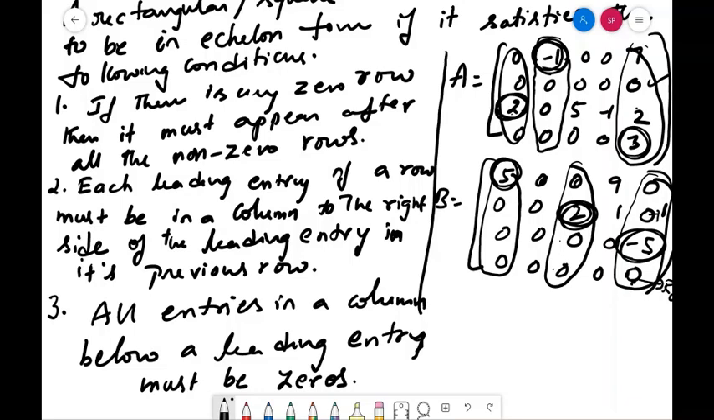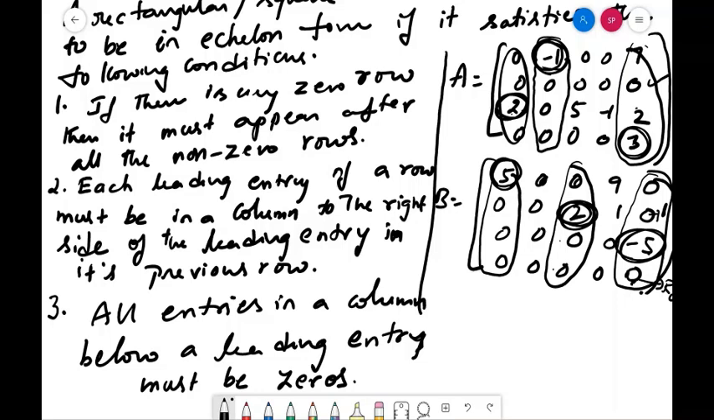So I'll quickly go through B matrix. There is a 0 row, that is row 4, which is coming after all the non-zero rows. Whereas in matrix A, there is a 0 row which is coming in the second row, which is not coming after all the non-zero rows. So the first point is not satisfied by A, but it is satisfied by matrix B.